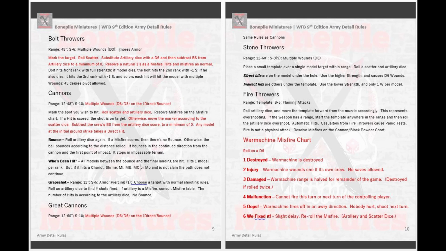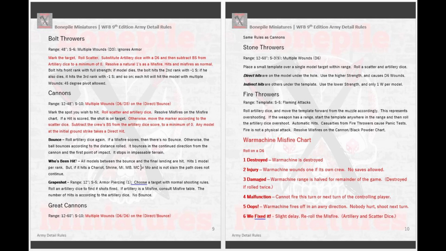Then for number 4, it says malfunction. It cannot fire this turn or the next turn of the controlling player. So basically you lose 2 shots with this result. Next is number 5, which says, "Oops, the war machine fires off in an arbitrary direction. Nobody hurt, shoot next turn." So this result just means that you lose one shot, and you can fire the next turn.